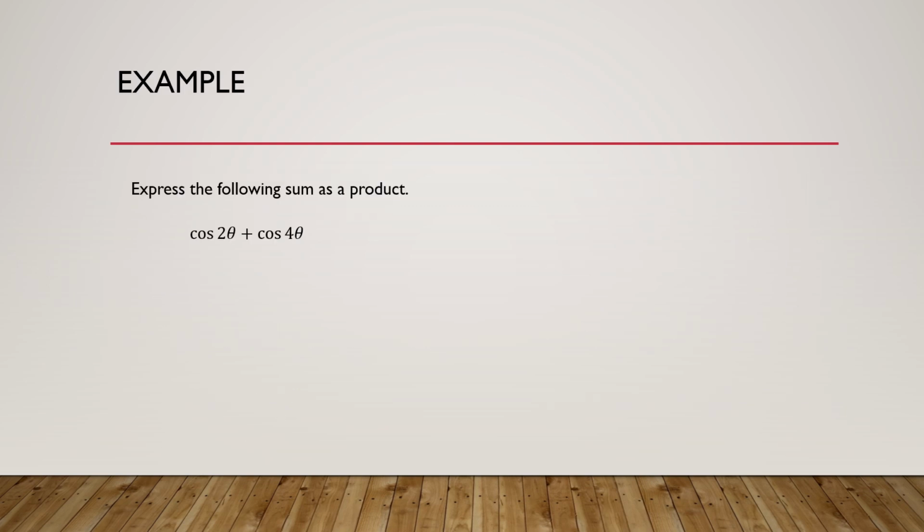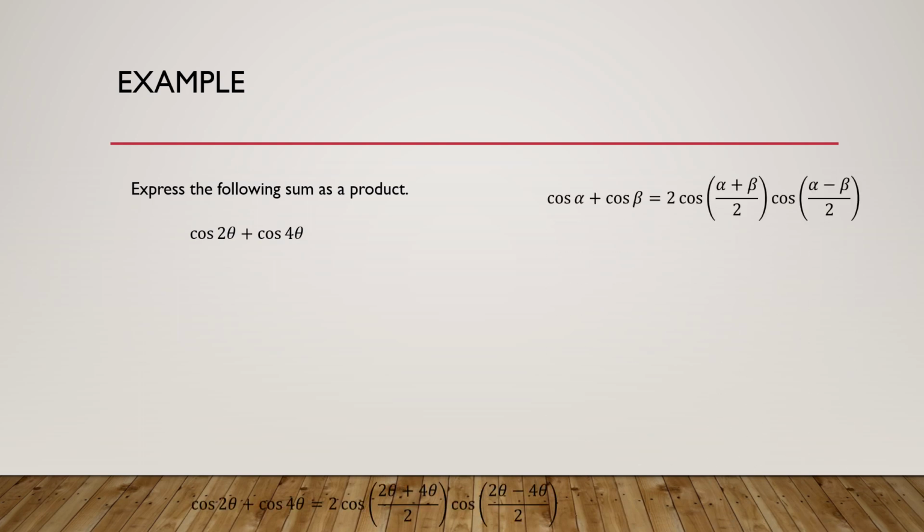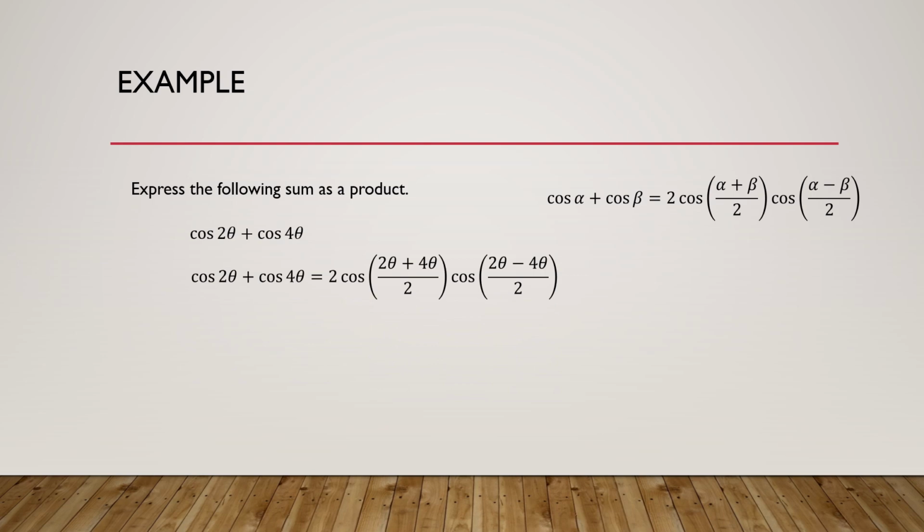As an example, express the following sum as a product: cosine 2 theta plus cosine 4 theta. Starting with the appropriate sum to product formula, we fill in the values to get 2 times cosine quantity 2 theta plus 4 theta over 2 times cosine quantity 2 theta minus 4 theta over 2. This can be simplified to 2 cosine 3 theta times cosine negative theta. Since cosine is an even function, meaning cosine of negative x is equal to cosine of x, our answer can be expressed as 2 cosine 3 theta times cosine theta.